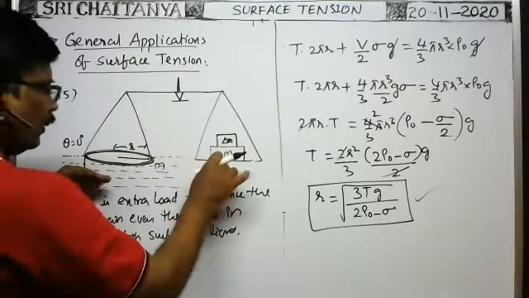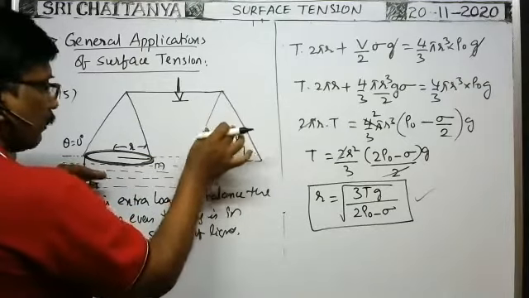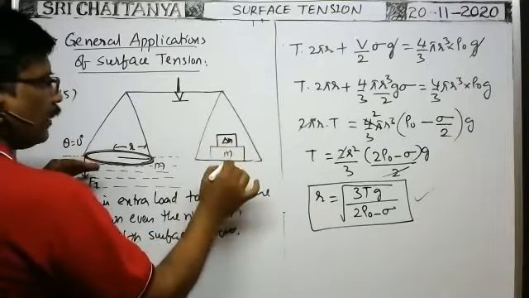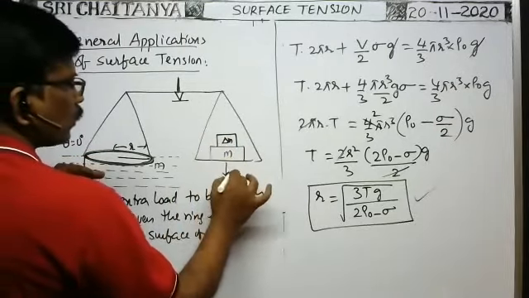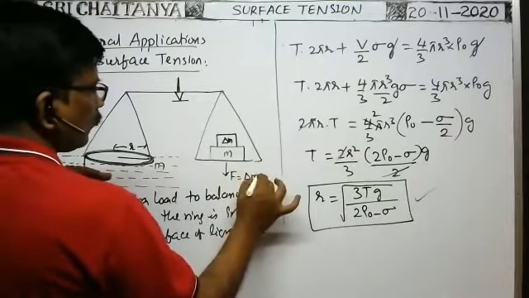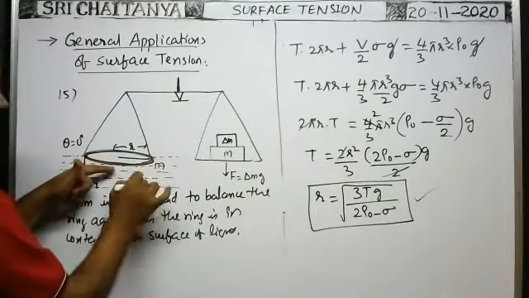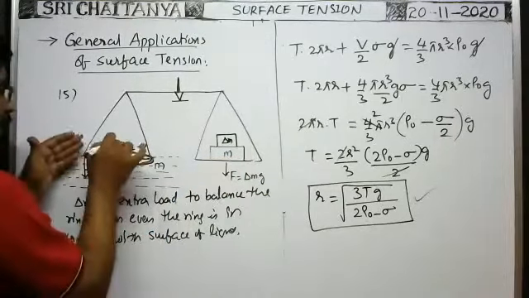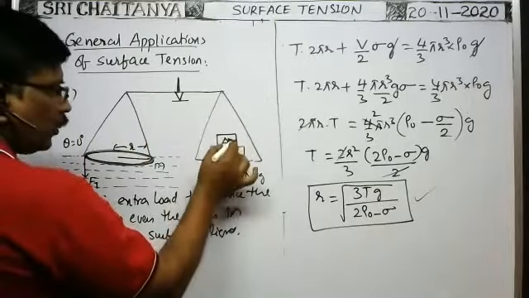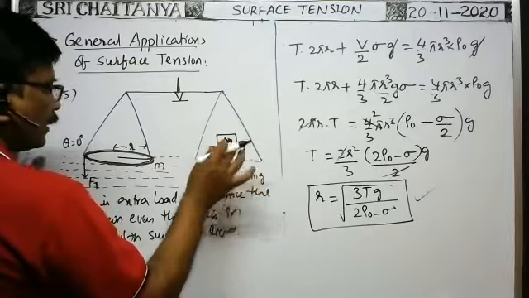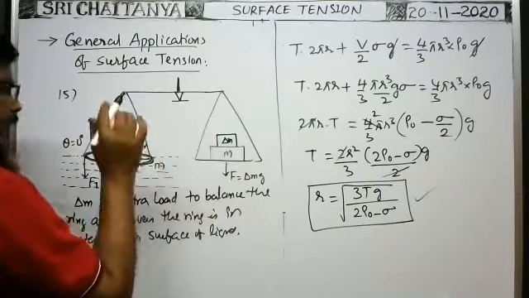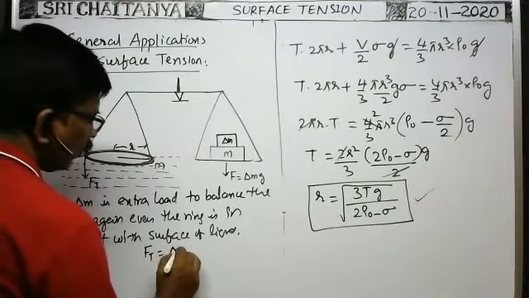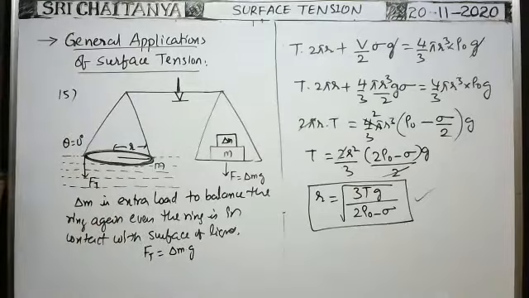In order to balance this, the extra load delta m is kept in the pan so that it is balanced again. Because of this extra load, the weight delta m g acts downwards. So the net force in the downwards direction is delta m into g, because weight mg here and weight mg there are both the same and cancelled. But force due to surface tension acts on the ring downwards, and the extra weight due to the extra load also acts downwards. As these two are balanced, it again maintains the equilibrium condition. That's why force due to surface tension is equal to extra load into g, that is the extra weight kept in the pan.